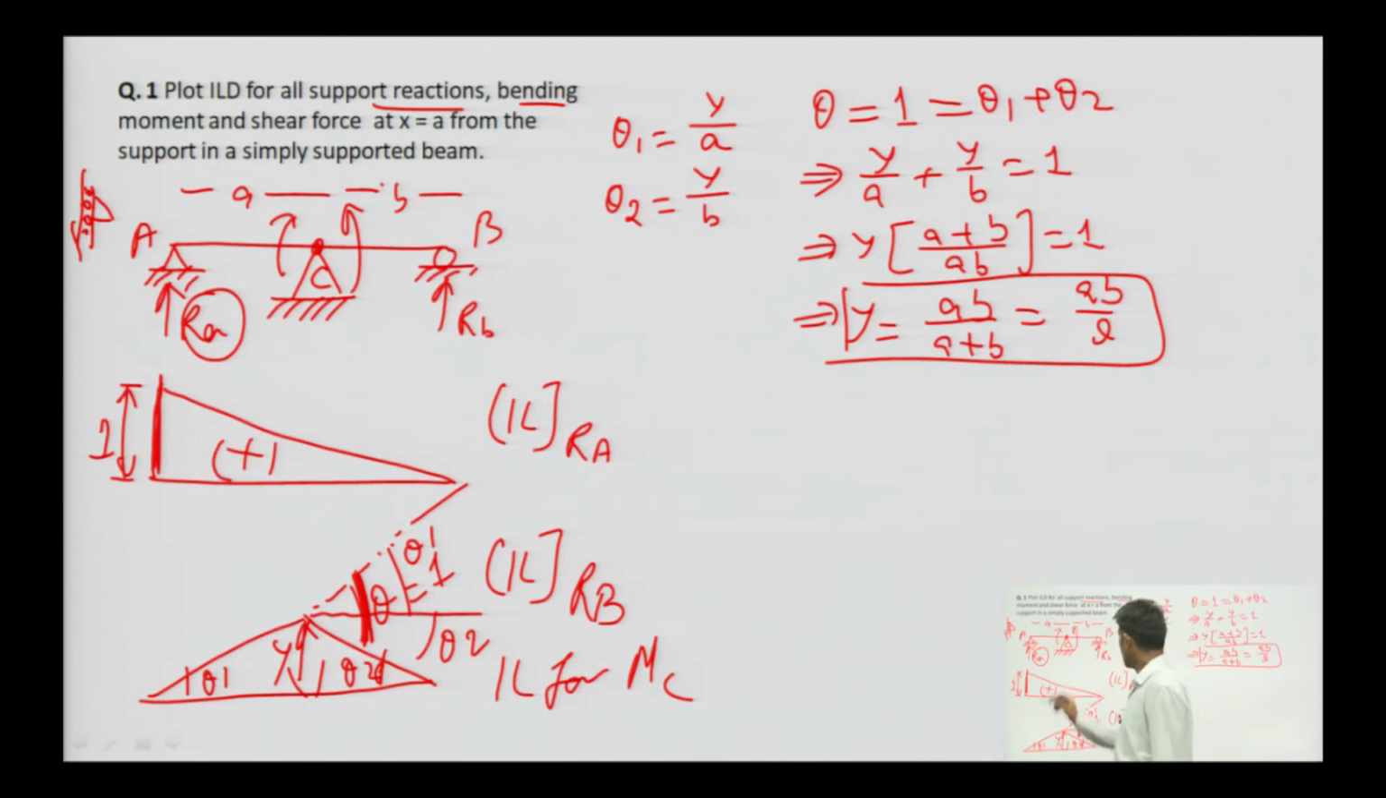Okay, if L is the length of the simply supported beam. Okay. And a similar plot was obtained using static equations, okay, in the direct method. So, IL for RA, RB, MC. Let us plot IL for shear force at this point.